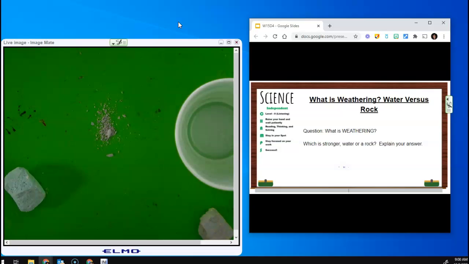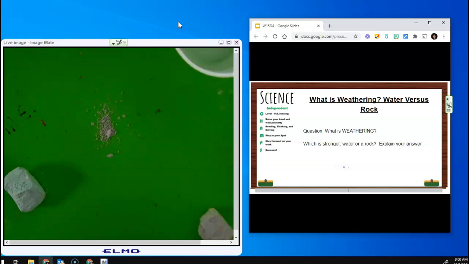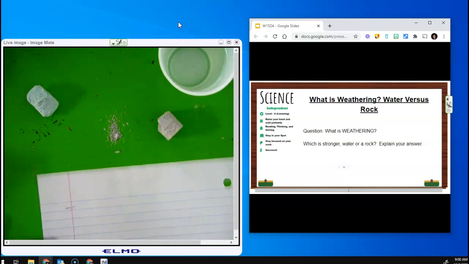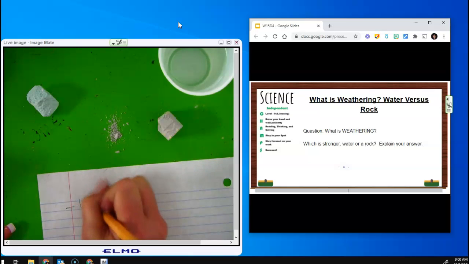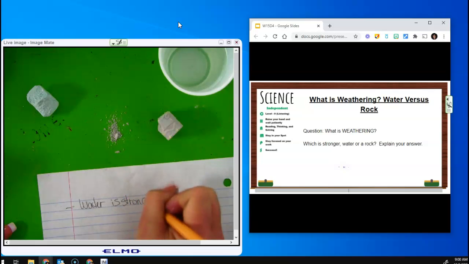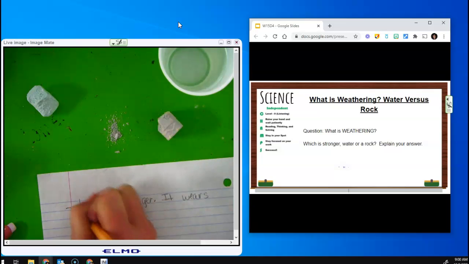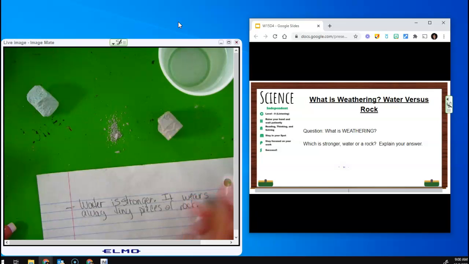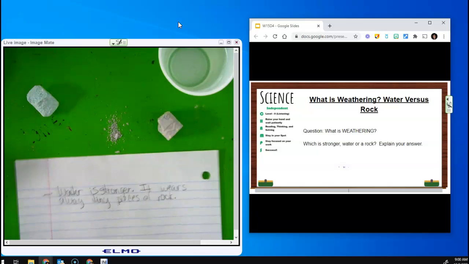So go ahead and write that in there. I'm going to write it. We're going to go ahead and say that water is stronger. It wears away tiny pieces of rock, right? And that's kind of what makes the sand.